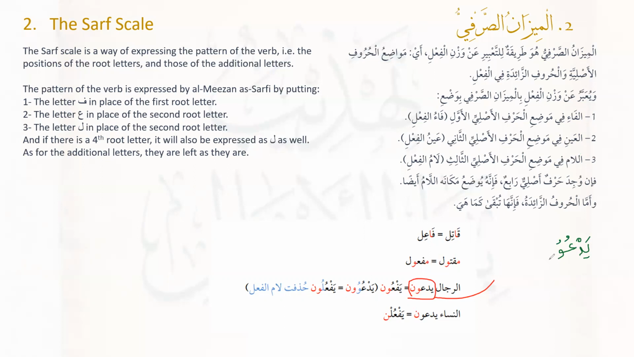Just like يفعلون, it was supposed to be يدعون. But because we had two vowels connecting with each other, we had to drop one off. We don't say يدعون تفعل. We have to drop one vowel, the vowel that was part of the fi'l, because we can't have two vowels connecting. يدعون. Why?